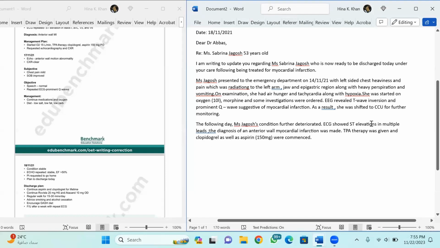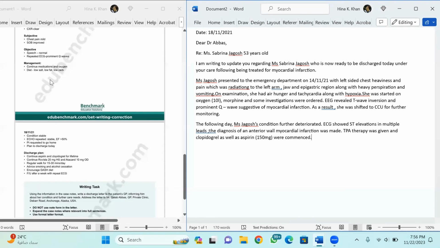Fine. Two days later, her condition improved, with prominent Q waves on ECG. However, echo showed, there was echo also, I think, mild improvement with this management. Then the echo was repeated, stable, patient now discharged, and today's date is also this. So you can just write this also.